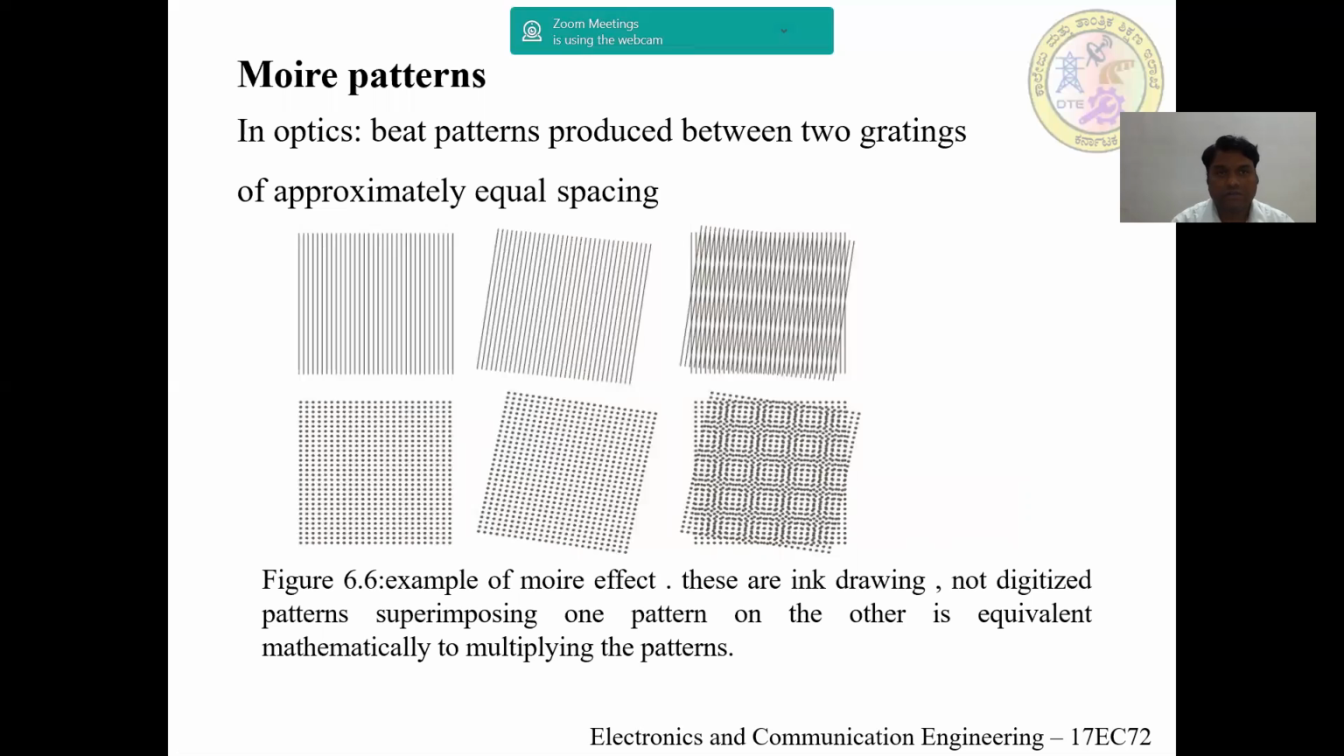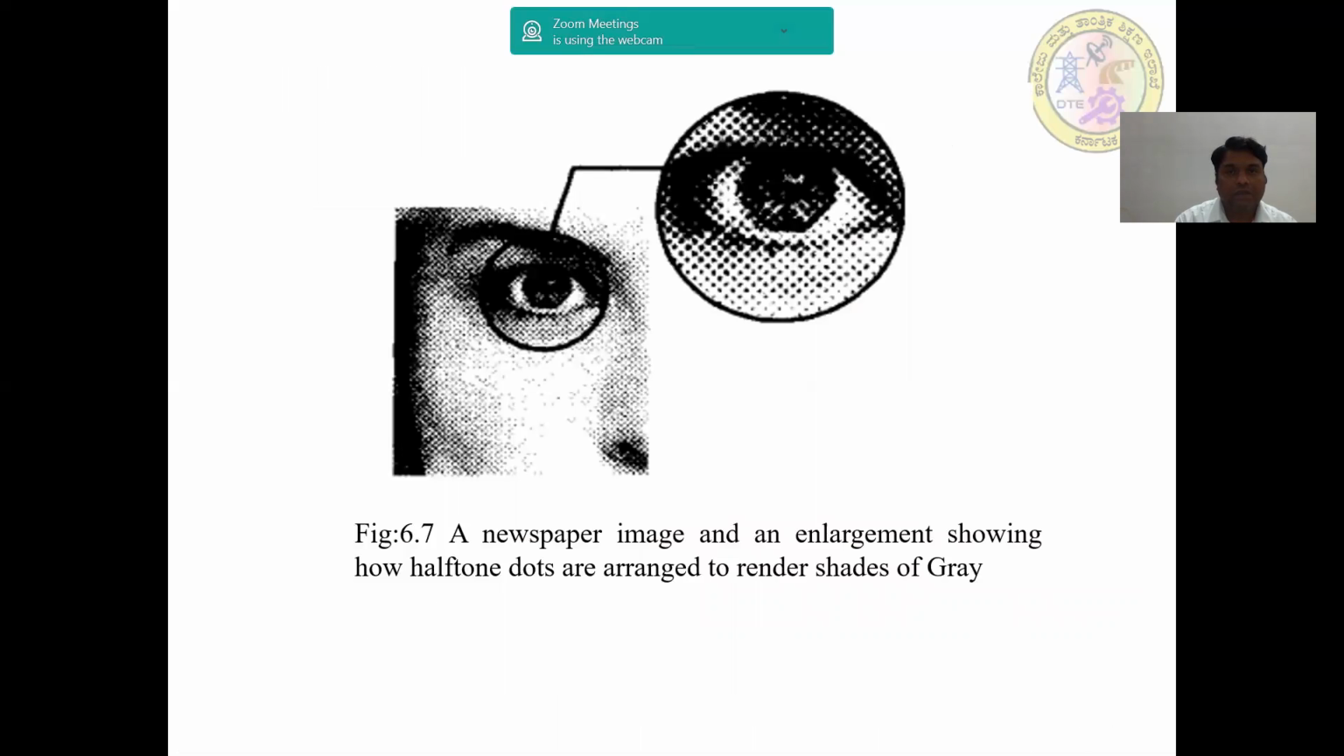Moire patterns. So in optics, beat patterns produced between two gratings of approximately equal spacing. Example here from the figure, these are ink drawn, not digitized patterns. Superimposing one pattern on the other is equivalent mathematically to multiplying the patterns. Here a newspaper image and an enlargement showing how halftone dots are arranged to render shades of gray.